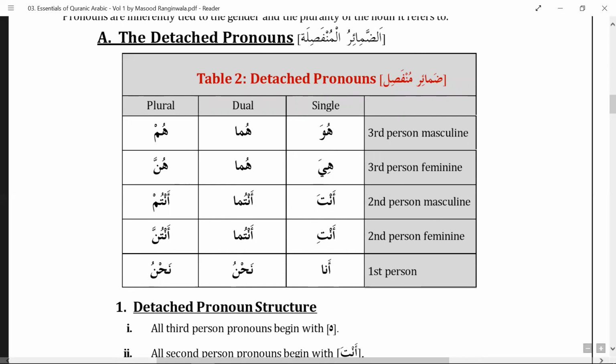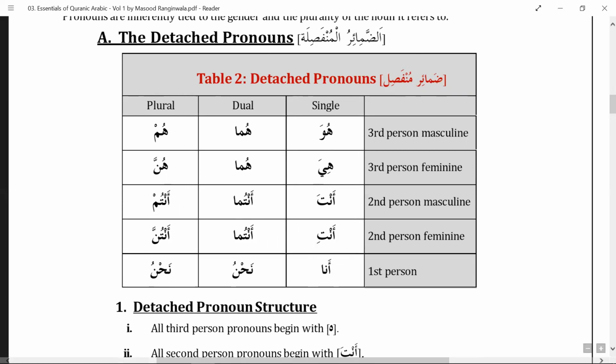Let's see the meaning. هو, هما, هم. The first line is on he. The huwa is he, huma is both of them, and hum is all of them. Hiya is she, huma both of them if girls, hunna all of them if all girls, feminine. Anta, you, masculine. Antuma, you both, again masculine. Antum, all of you. So first line is he, second line is she, third line is you, fourth line is again you but for feminine.